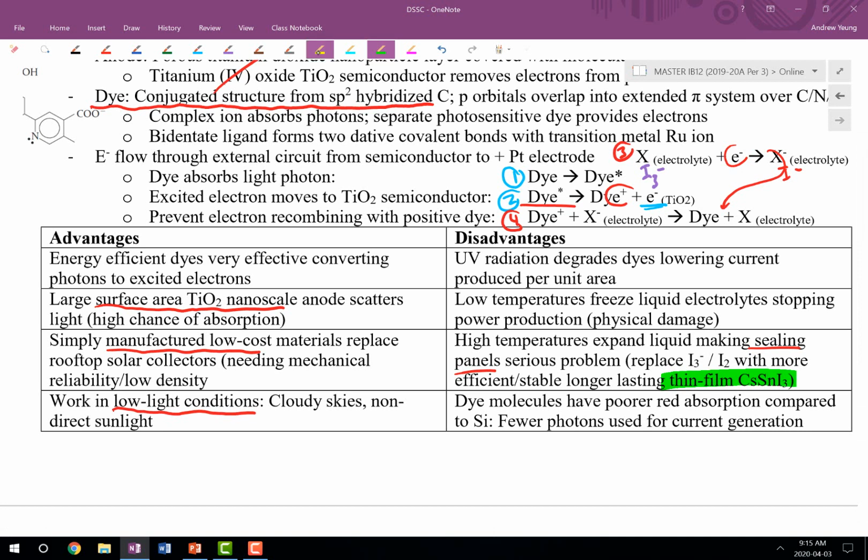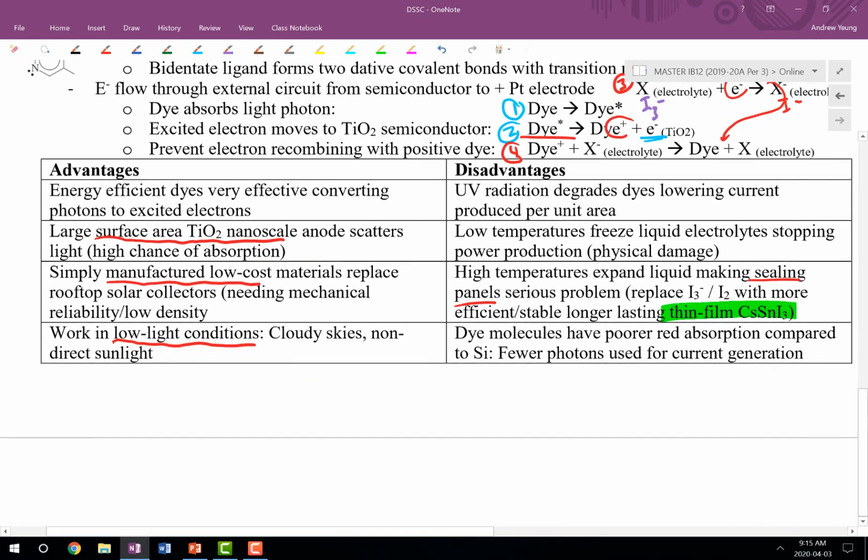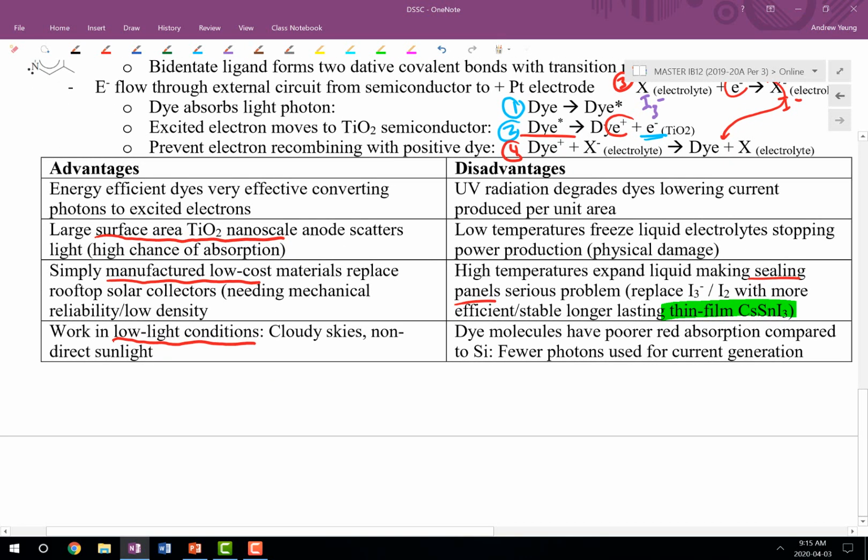And here, one last one that wasn't super obvious was that the dye molecules tend to have a very poor red absorption as compared to regular silicon. So the actual wavelength that gets absorbed may be very specific to the individual dye, whereas silicon can absorb a much larger range and actually utilize more of the sun's energy. The dye may only have access to a very narrow region.